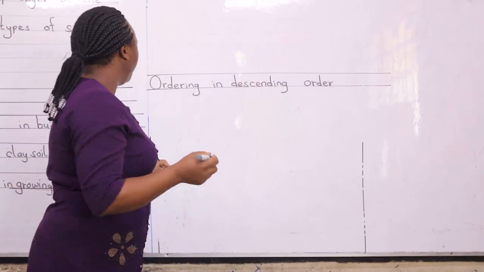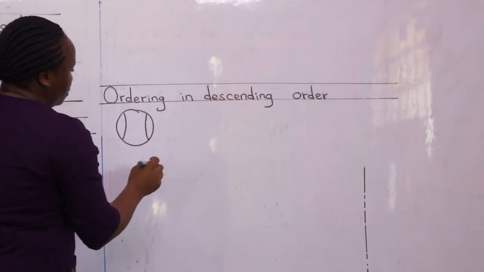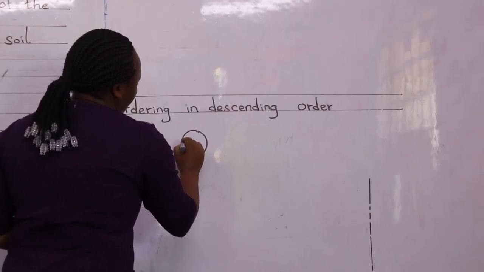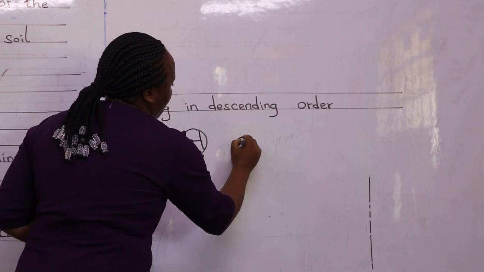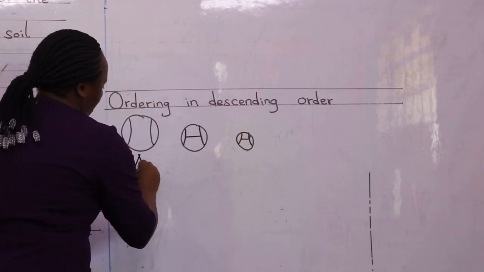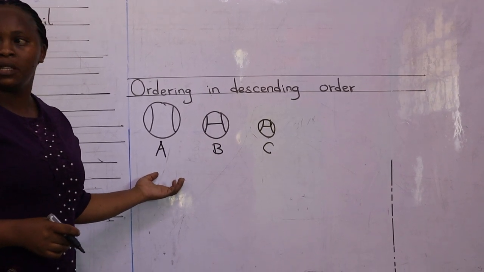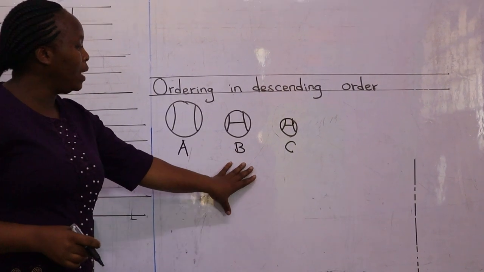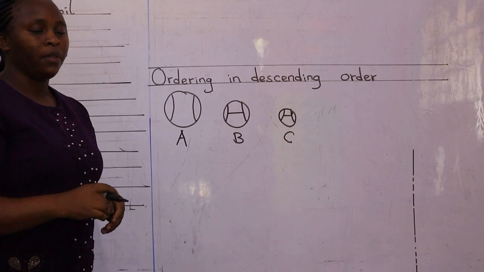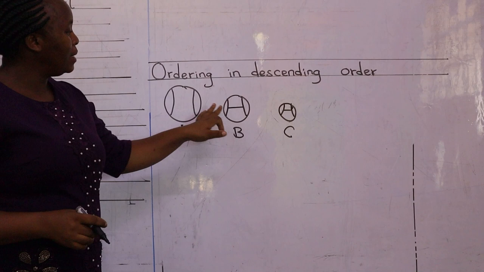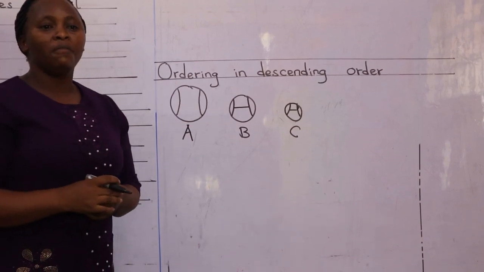Are we together? Pupils, I've drawn some balls here of different sizes. Are you seeing that? Yes. I have got ball A, ball B and ball C. We want to order them in descending order. Now, pupils, when you look at these balls, we want to order them in descending order from the biggest to the smallest. Who can give me the biggest ball?